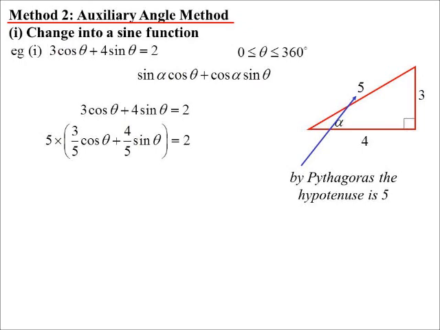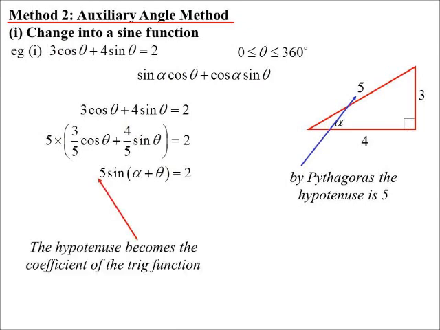So I can now rewrite that as 5 sine(alpha plus theta), alpha being the inverse tan of 3/4, whatever that turns out to be. Now the reality is I never write this middle step in. I know that the coefficient of the trig function always turns out to be the hypotenuse.